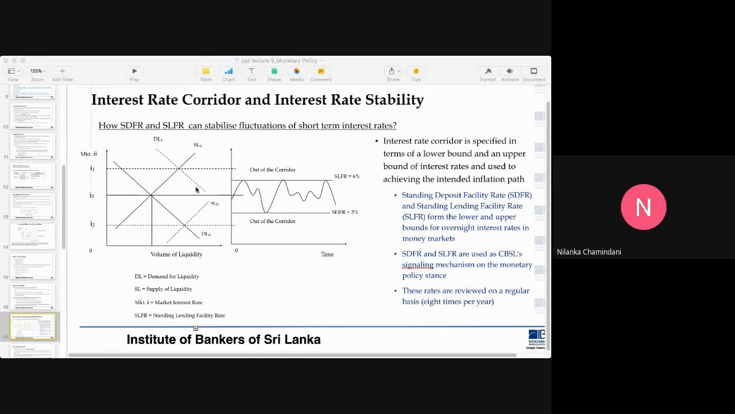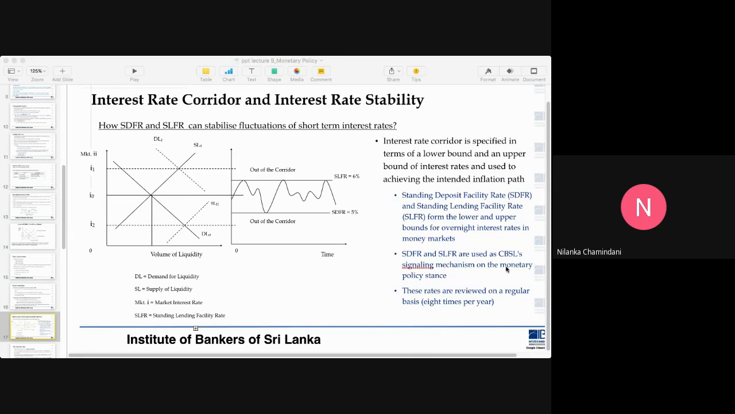I told you that when commercial banks interact with other commercial banks by demanding and supplying funds in this market, it decides the market interest rate. The central bank oversees the operations of this market. If there is a higher or lower interest rate, the central bank can intervene in this market by conducting open market operations to change the volume of liquidity. So now you have to understand the relationship between the interest rate and the volume of liquidity. Last week we discussed this.